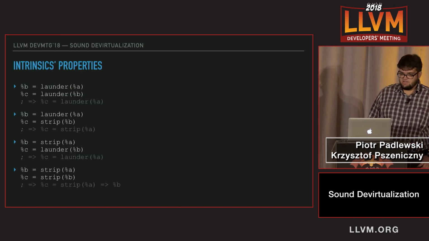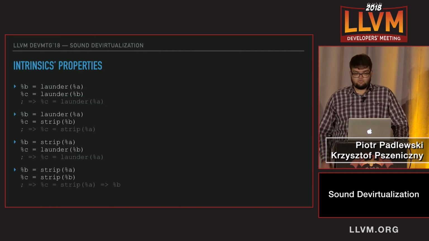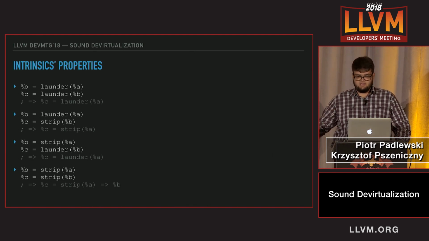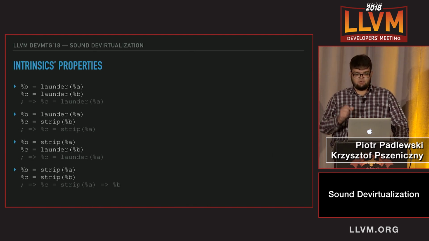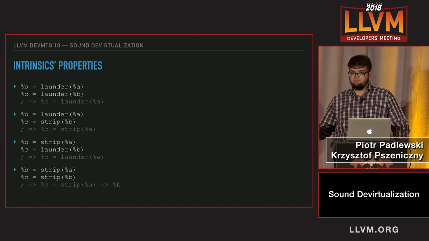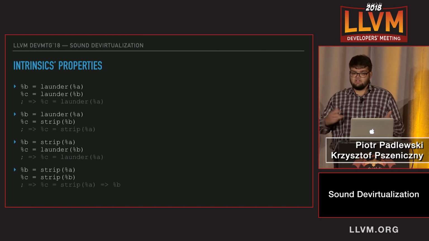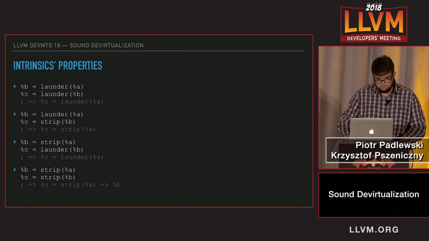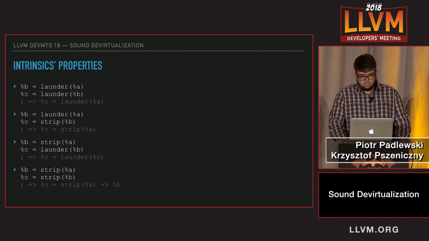And those have some nice properties. If we call launder twice, so B is the launder of A and C is the launder of B, we can actually replace that with C is the launder of A. We cannot say that C is equal to B because launder is a stateful function. It could possibly return a fresh pointer each time it's called. And similarly for launder and strip, and strip and launder.